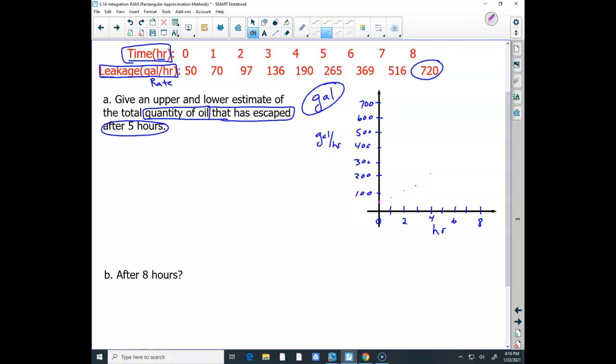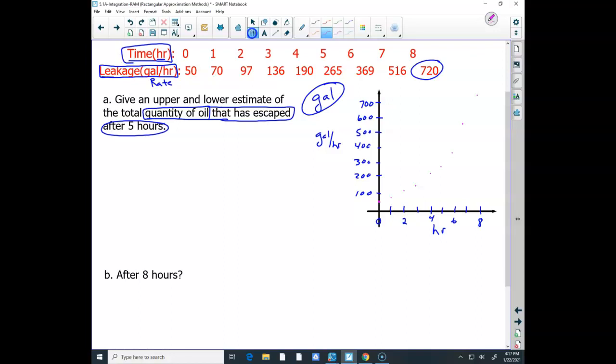We're at 5 is 265. We go a little higher, and 6 is just about 400. And 7 is 516, when it really starts coming out. And then 8 is way up here. So you can basically see it's not linear. Well, you can connect those dots if you want. You can picture it as a function.